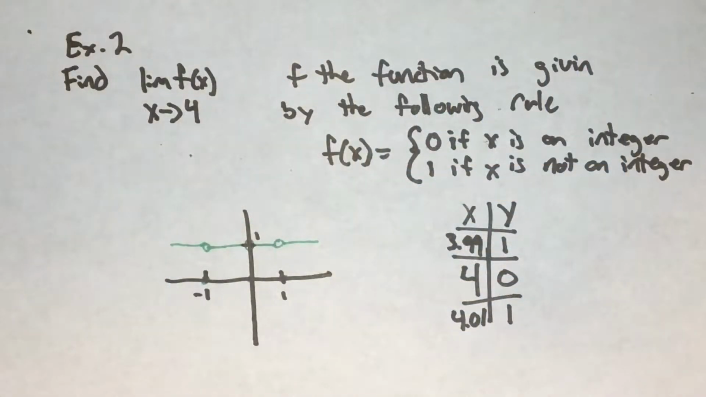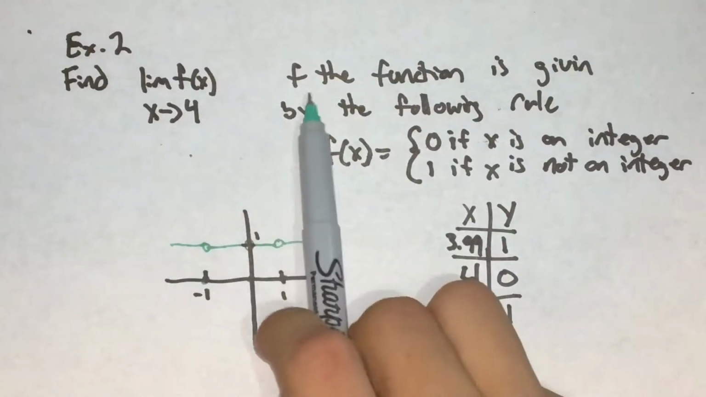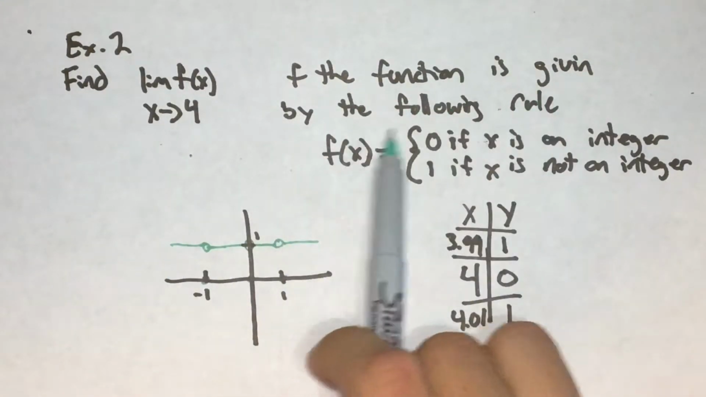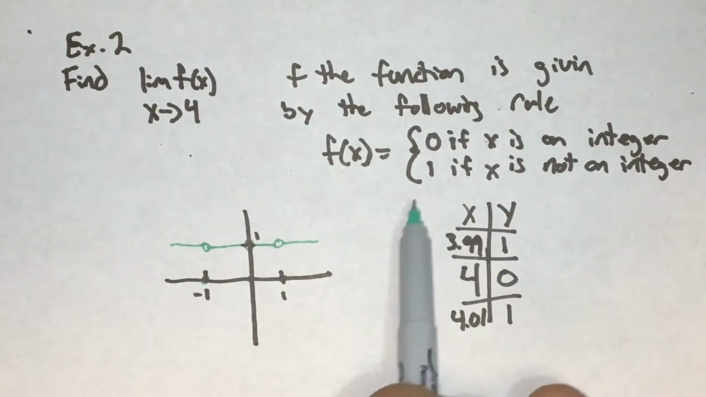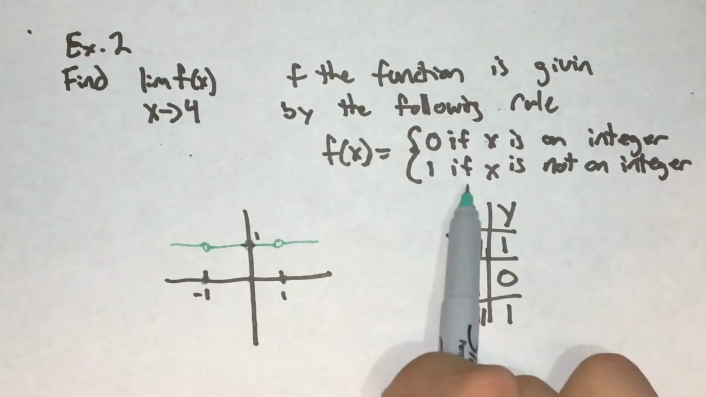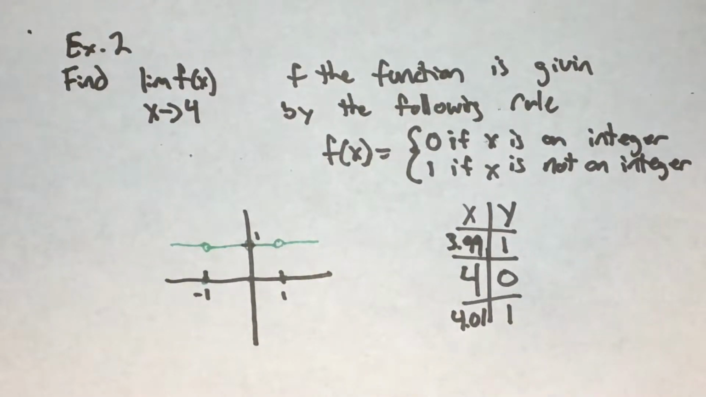Example 2. Find the limit as x approaches 4 of f of x. The function is given by the following rule. f of x equals 0 if x is an integer, and f of x equals 1 if x is not an integer. This type of problem is much easier to do by hand than it is by calculator, so we will be doing it by hand today.